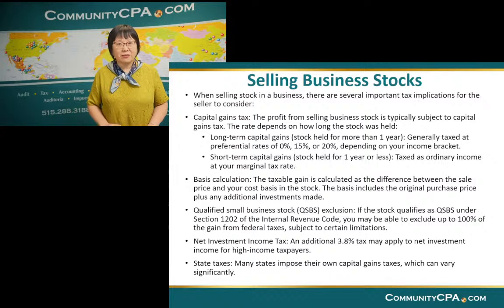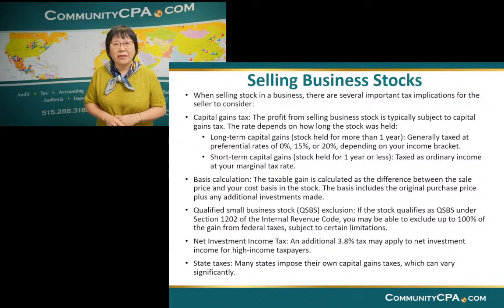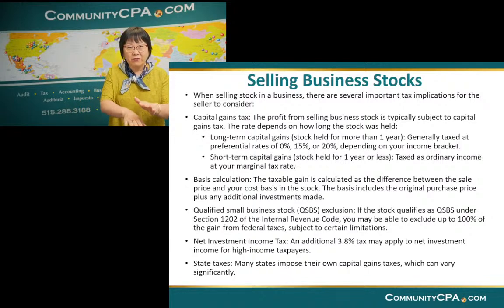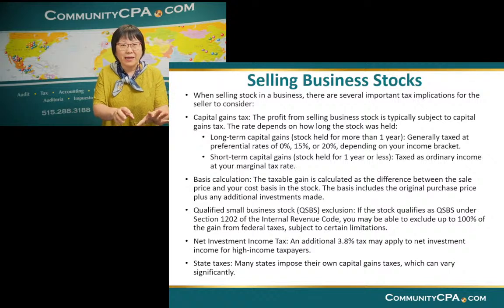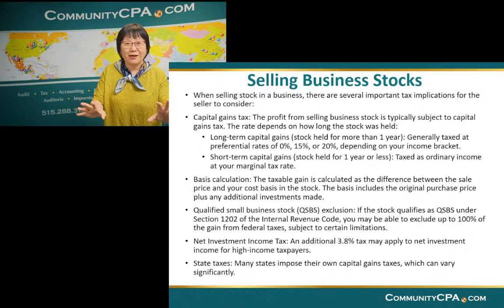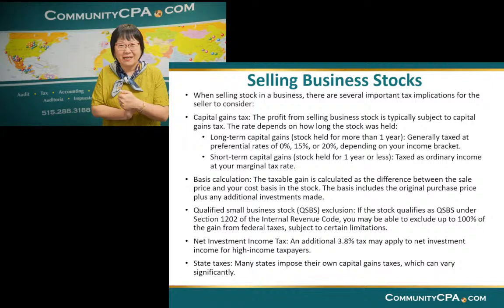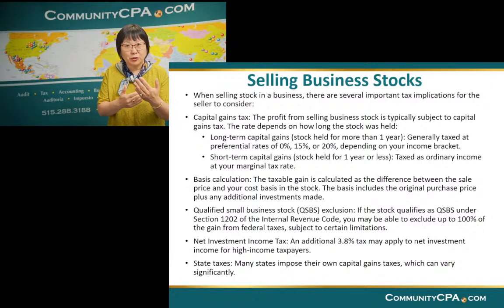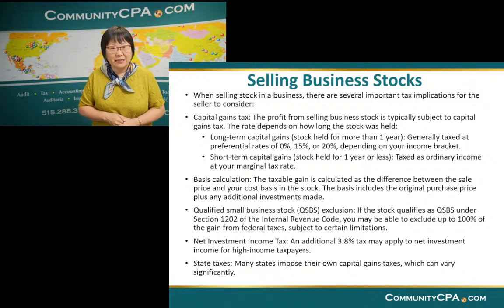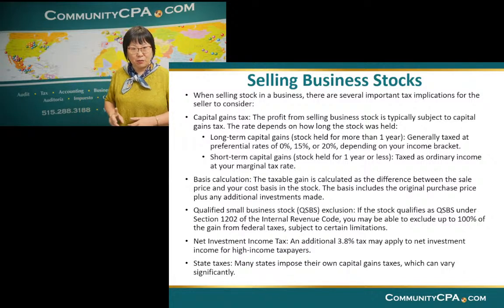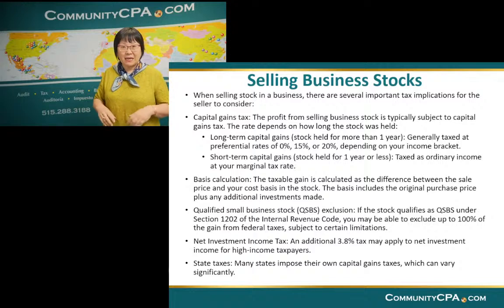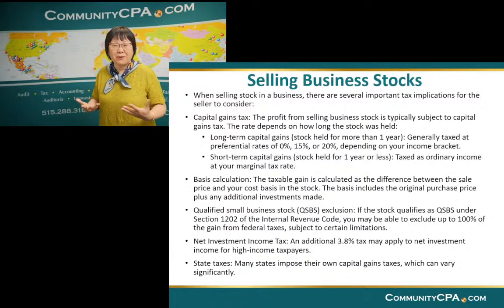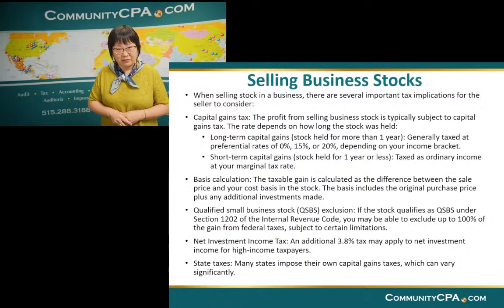So the ordinary tax rate. Of course, how do you calculate the basis? The taxable gain is calculated as the difference between the sales price minus your cost basis in the stock, right? That basis includes your original purchase price plus any additional investment that you made. So where do you see those numbers? They are on your tax return.